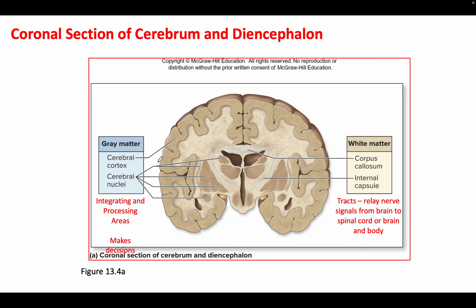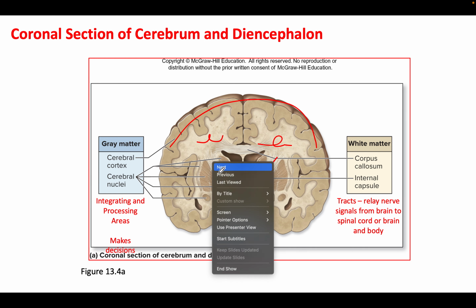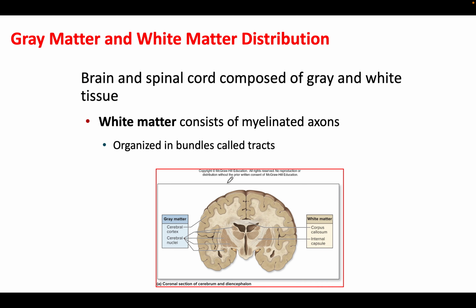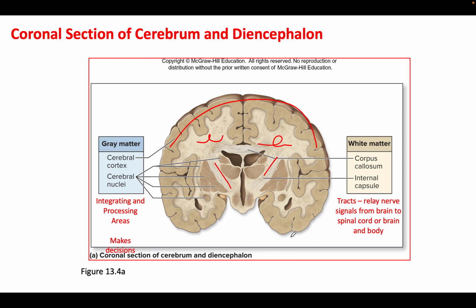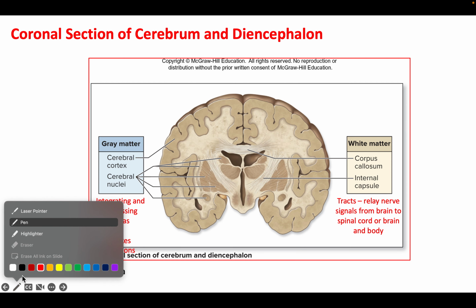So here we can see these same things. We can see this outer layer, this outer cerebral cortex of gray matter, this inner region here of white matter with these projections coming through. Oops, let me go back. With these projections coming through right here. Okay, and again, these tracts are how we're relaying both sensory and motor information to and from the central nervous system.